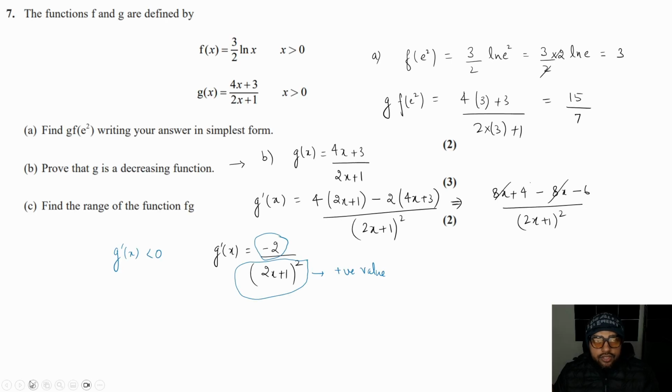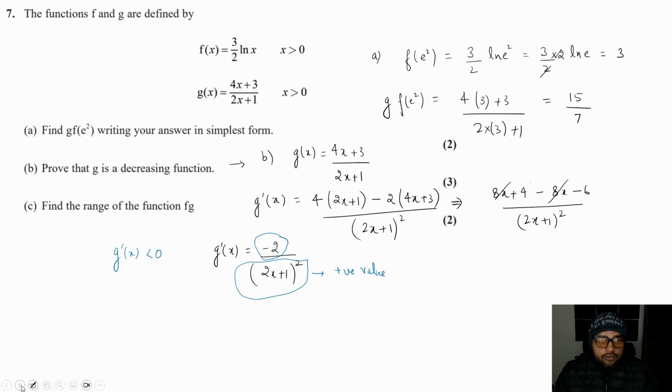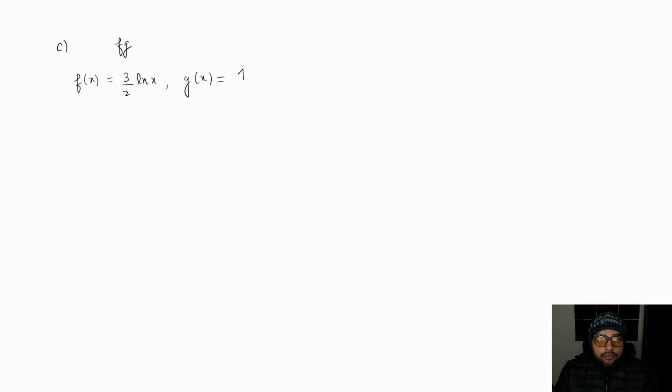Function of x is 3/2 log of x. g(x) is also given. So f(x) is 3/2 log of x, and g(x) is also given. That will be (4x + 3)/(2x + 1). Now fg, don't get confused here.